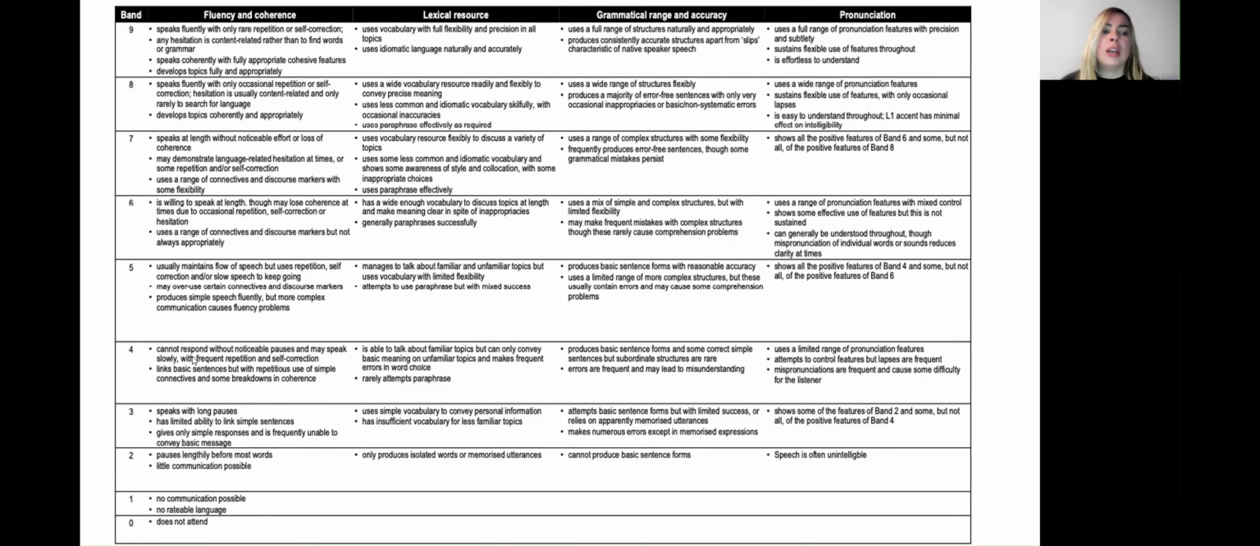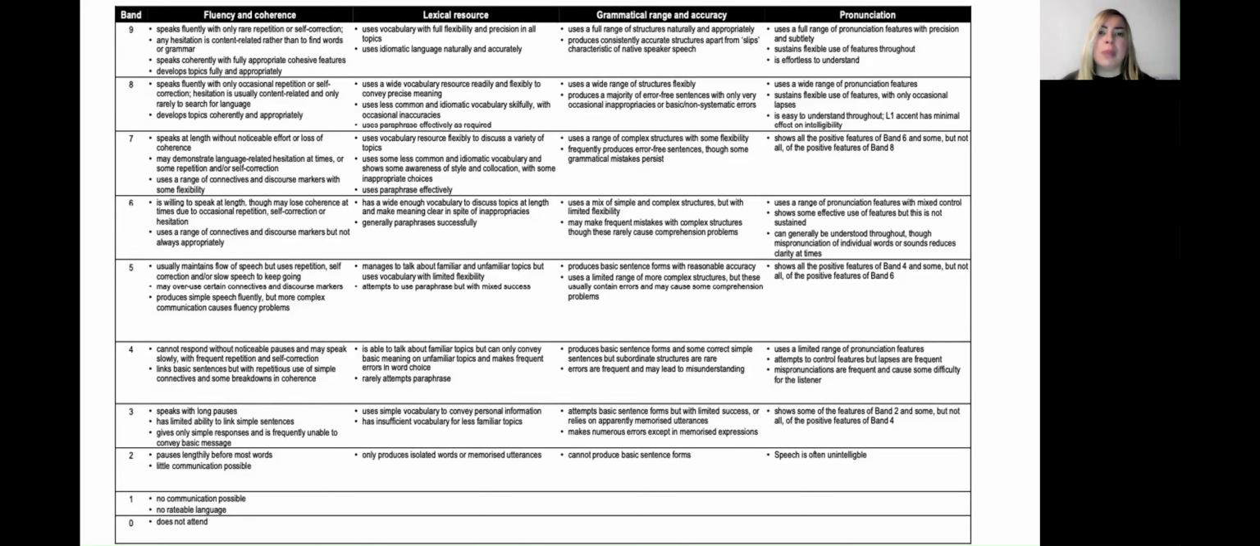Level number 4, you cannot respond without noticeable pauses. You speak slowly, frequent repetition, self-correction. You can link sentences, but with repetition of simple connectives and some breakdown in coherence. That's like now at probably a lower intermediate level.